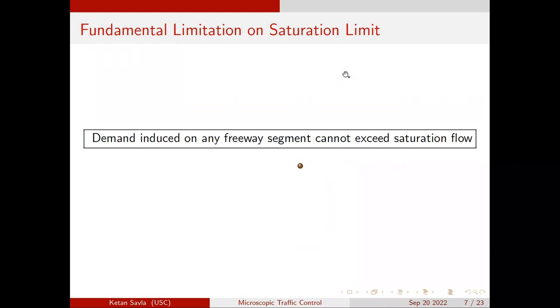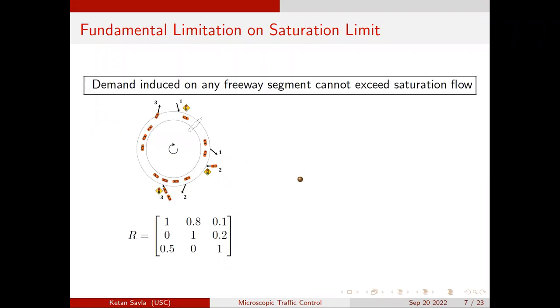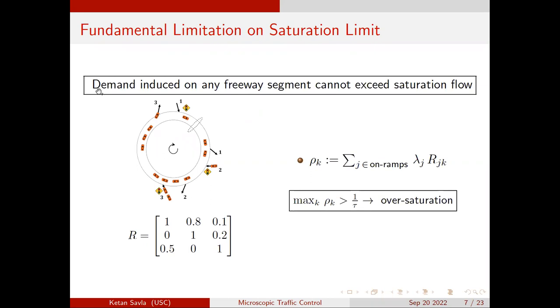Our starting point is the existing notions of capacity at the segment level, right? We are going to derive a saturation limit based on a simple principle that the demand induced on any freeway segment cannot exceed the saturation flow on that segment. The way one can compute the demand induced on a given freeway segment is from the demand arriving at the ramp and from the origin-segment matrix, right?